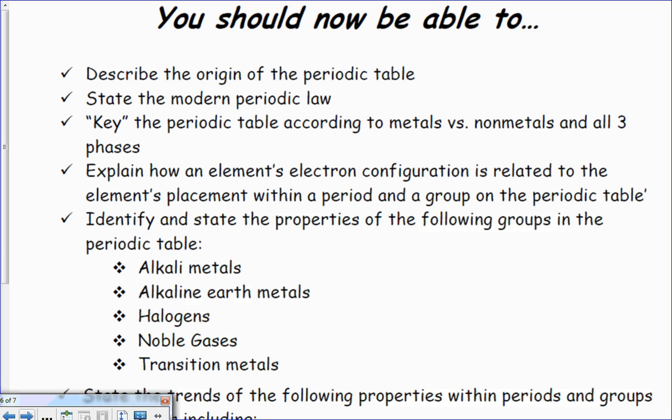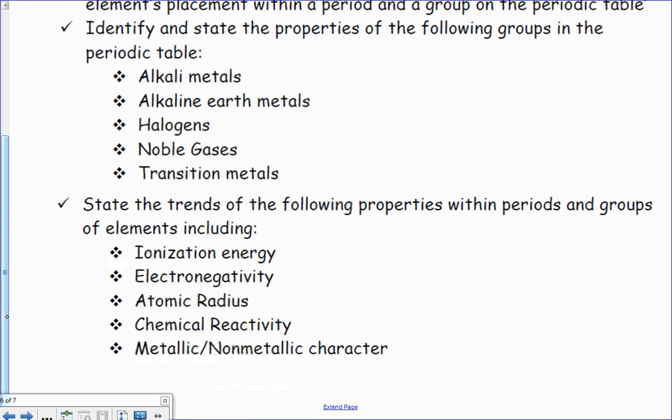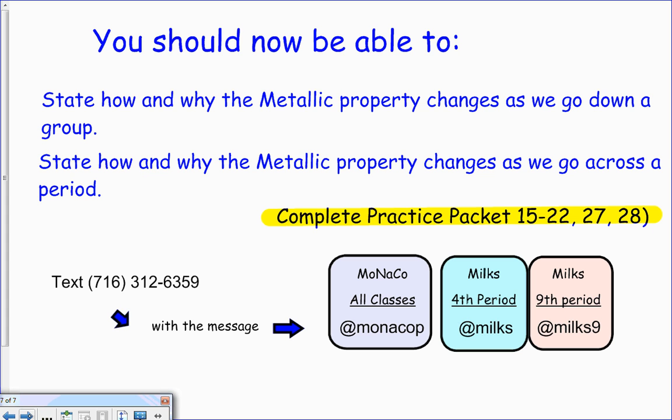So here we go. I have a list of things I need to be able to do now. This list is on your paper. I would, if I were you, maybe start checking off some of these things that you're good at and the things that you're not good at. Maybe go back, check that video one more time, come ask Mr. Milks a question. We now understand metallic properties and how they change as I go up, as I go down.